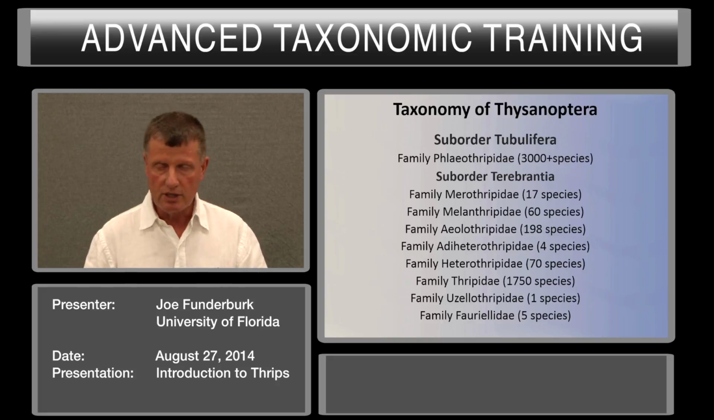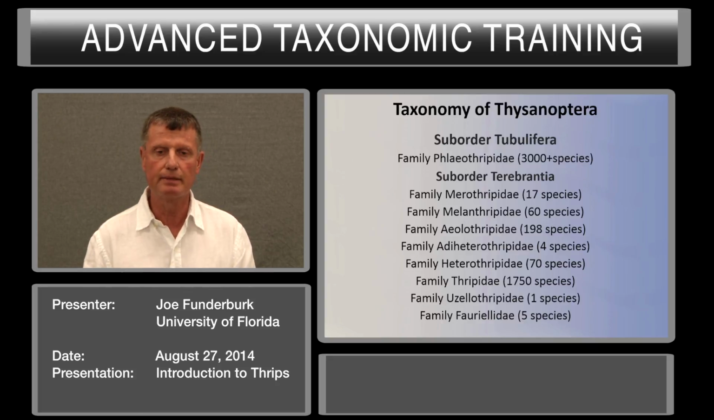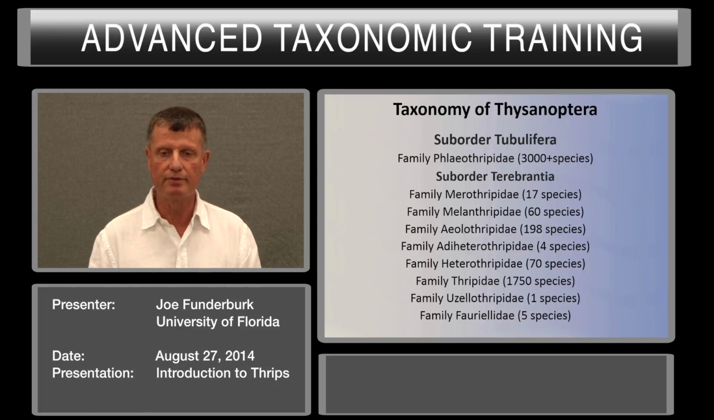We use the traditional classification system for the Thysanoptera, which recognizes 2 suborders and 9 families of Thripidae. The suborder Tubulifera has only 1 family in it, the Phlaeothripidae, which has over 3,000 species. All of the rest of the families are in the suborder Terebrantia. By far and away the most important one of the families in this suborder is the family Thripidae, which has about 1,750 species. And most of our economically important ones are in this family.